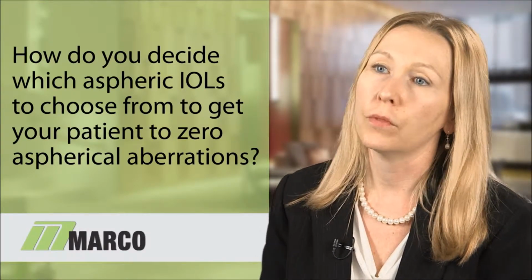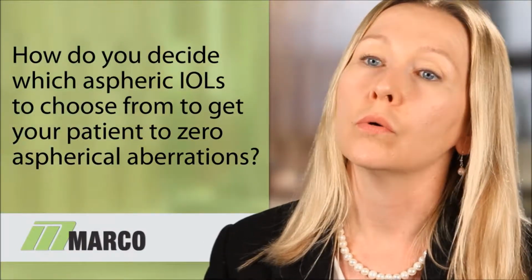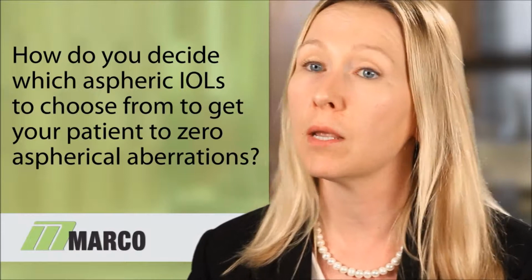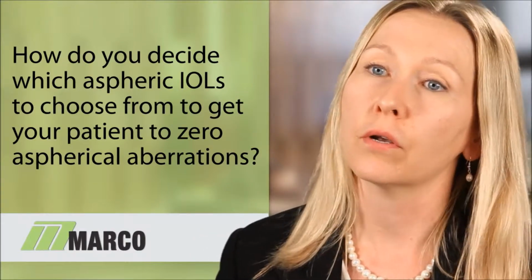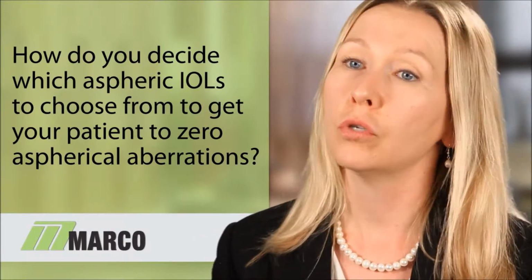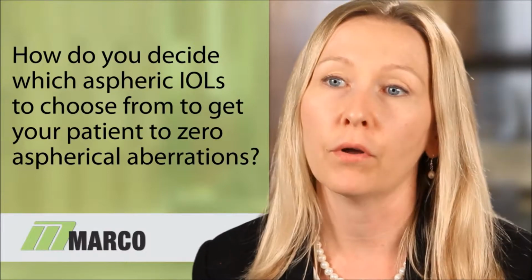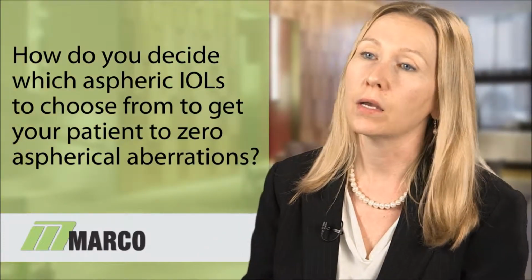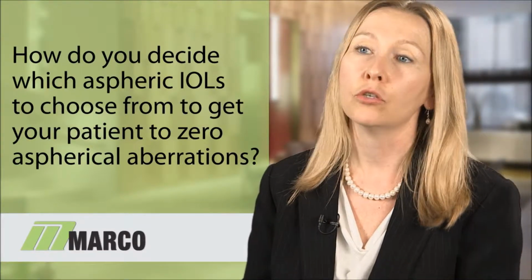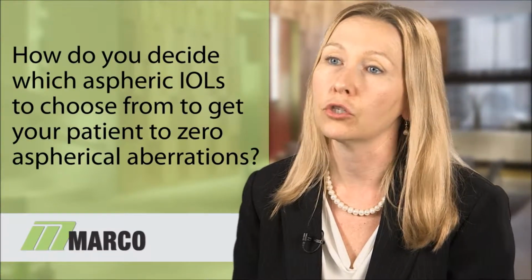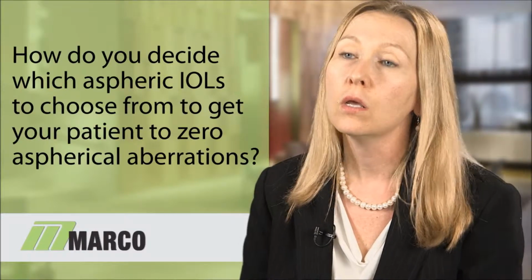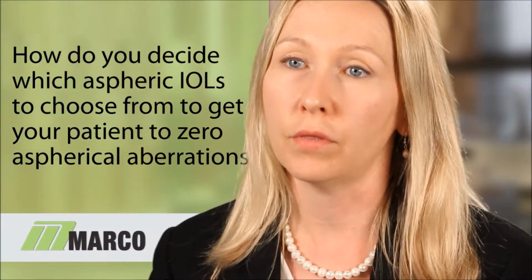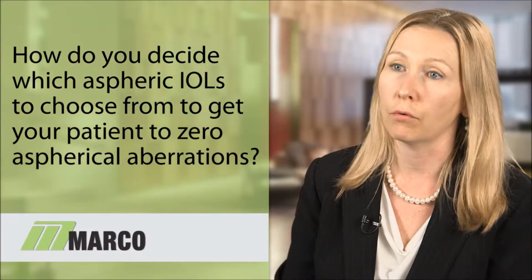The reading we get from the OPD we use to determine which implant is best for each patient. So we may use an implant that is spherically neutral for patients who do not have a lot of positive spherical aberration, or we may use an implant that has a high negative asphericity for patients who have a lot of positive spherical aberration to try to neutralize that. So every patient gets a customized implant for their amount of spherical aberrations.